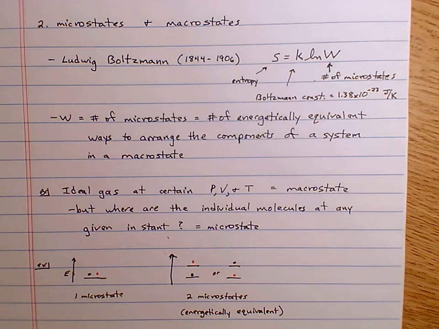6 microstates means the energy can spread out better. This has a higher entropy. This is a more random possible situation than this. So higher entropy, more spread out. This is more random.